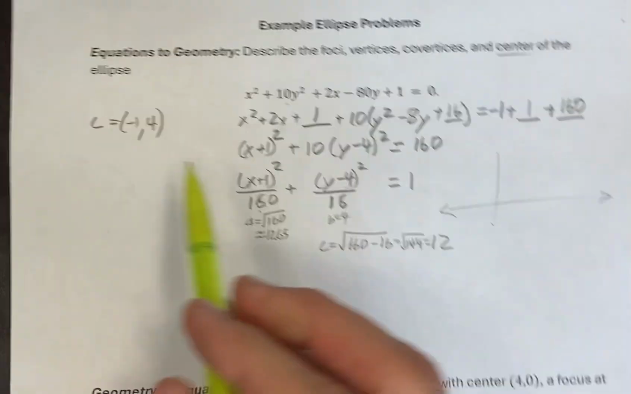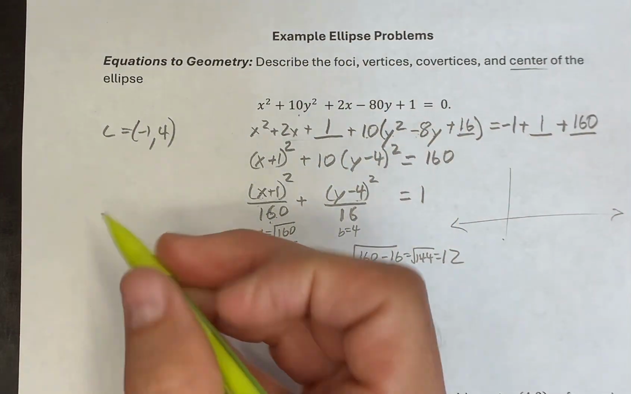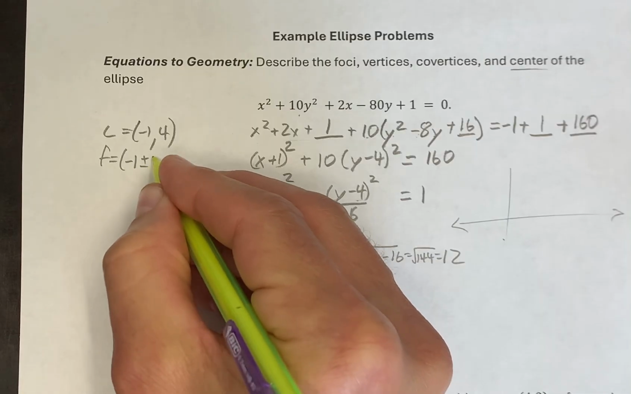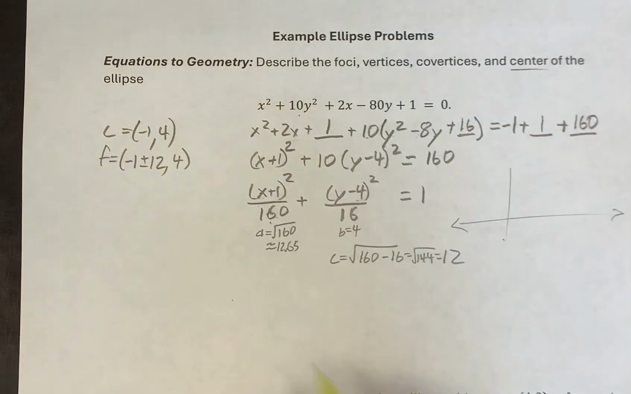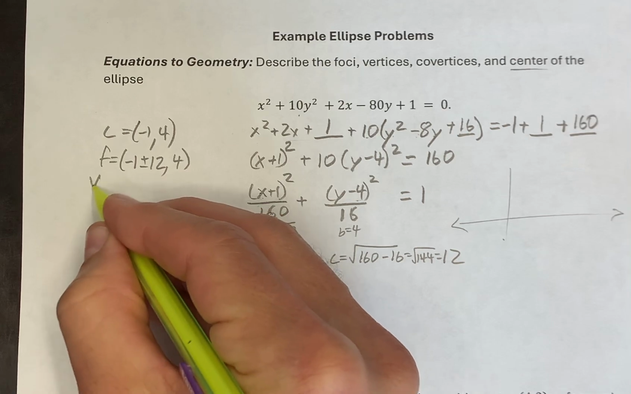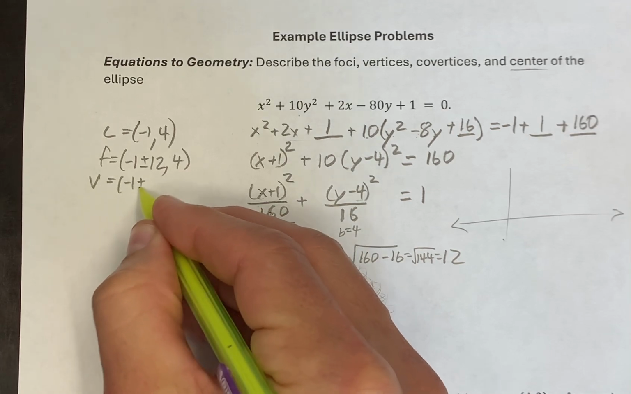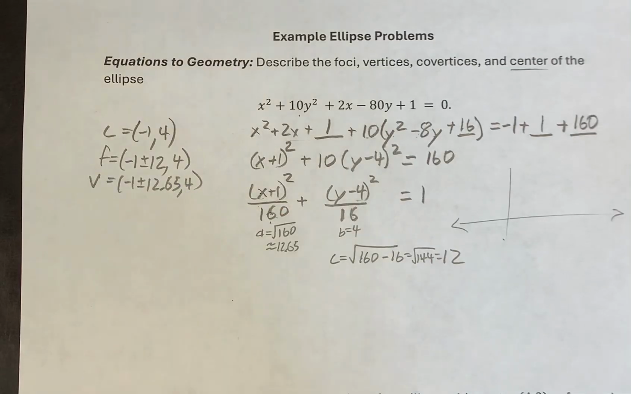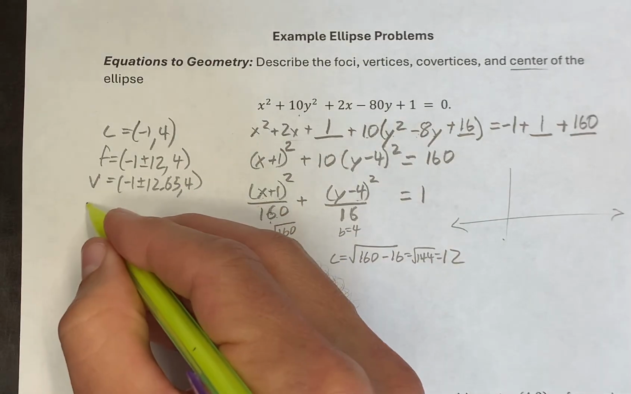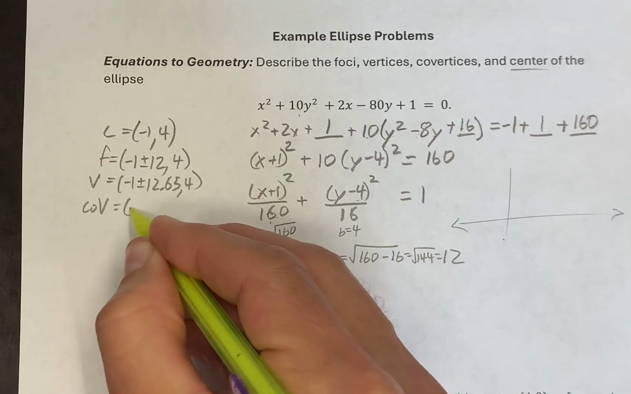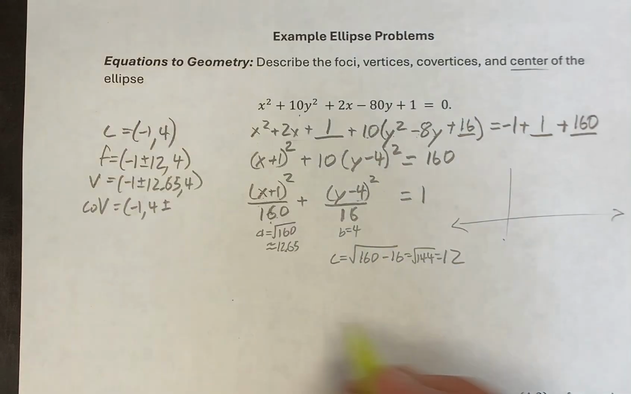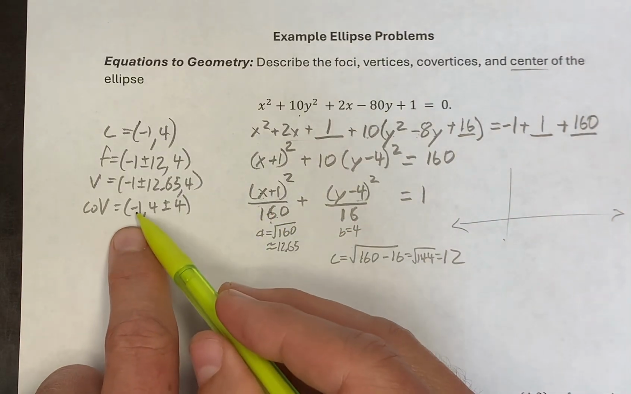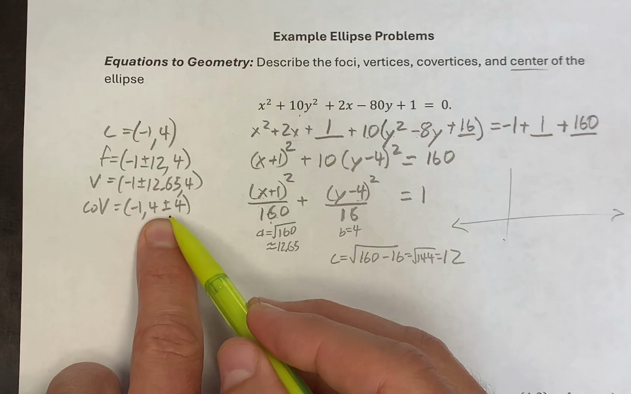Well, the foci are the first on the list. That is right and left from that. So the foci are -1 plus or minus 12, 4, going right or left. The vertices are -1 plus or minus 12.65. And the co-vertices are -1, 4, going up and down 4. So notice the co-vertices, for instance, are -1, 0, and -1, 8.